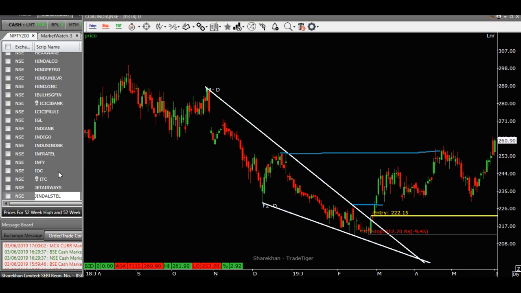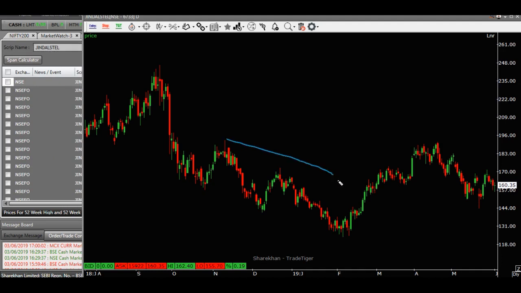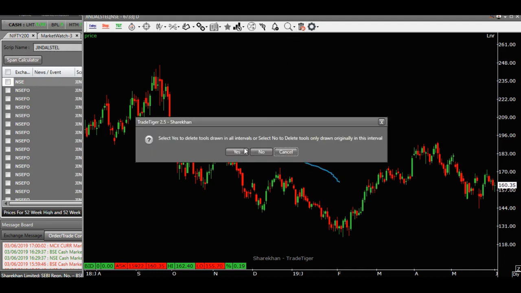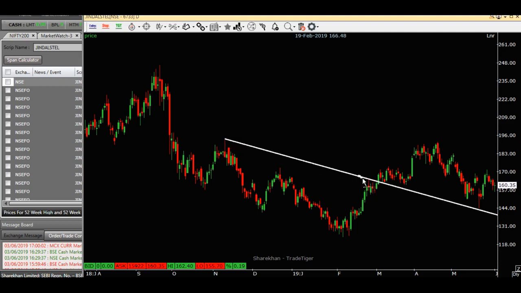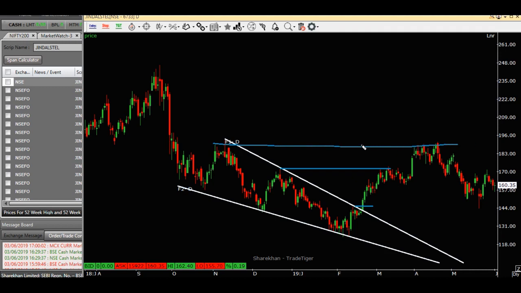Let's look at one last example. This is Jindal Steel. Sorry. You can pull one like this. So this is a nice falling wedge pattern. We enter here on the breakout. This can be my first target, and these highs can be my second and final target. So this was the wedge pattern.